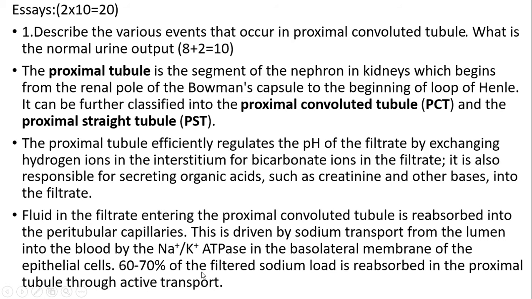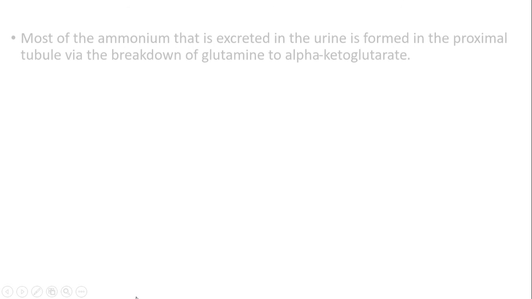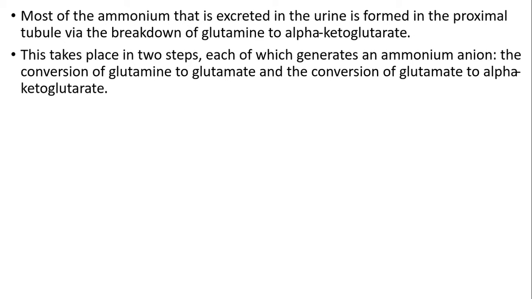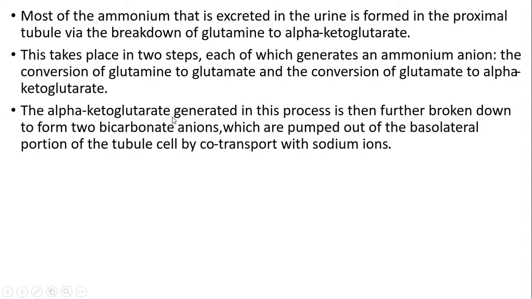60 to 70% of the filtered sodium load is reabsorbed in the proximal tubule through active transport. Most of the ammonia that is excreted in the urine is formed in the proximal tubule via breakdown of glutamine into alpha-ketoglutarate. This takes place in two steps which generate ammonium: conversion of glutamine to glutamate and the conversion of glutamate into alpha-ketoglutarate. The alpha-ketoglutarate generated in this process is then further broken down to form two bicarbonate anions, which are pumped out of the basolateral portion of the tubule cell by cotransport with sodium ions.